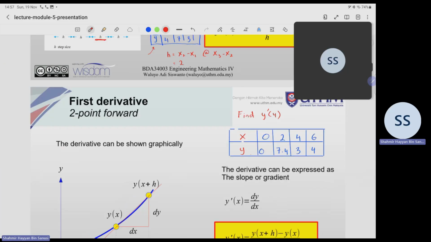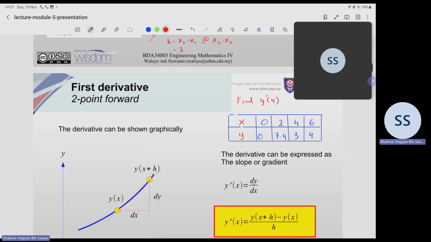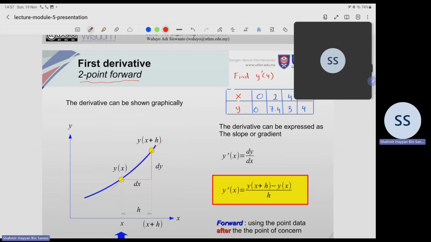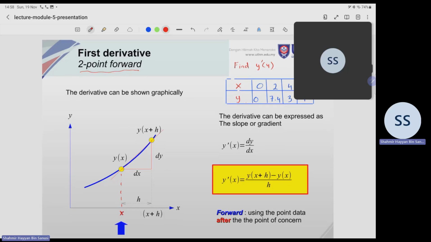Right, so let's look at 2-point forward for the first derivative. Basically, the derivative can be shown graphically. For example, if you have x and you have the step size to the next x, which becomes x plus h. If you have x, you will also have y of x, and you have the corresponding y of x plus h.